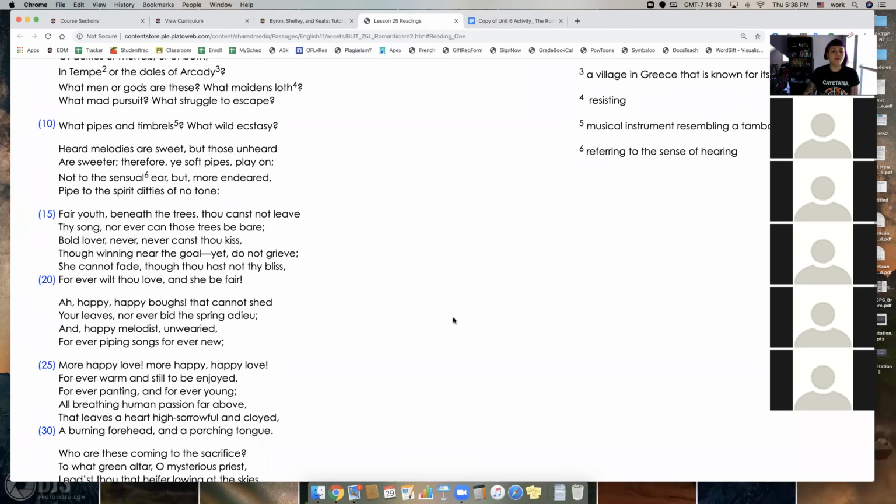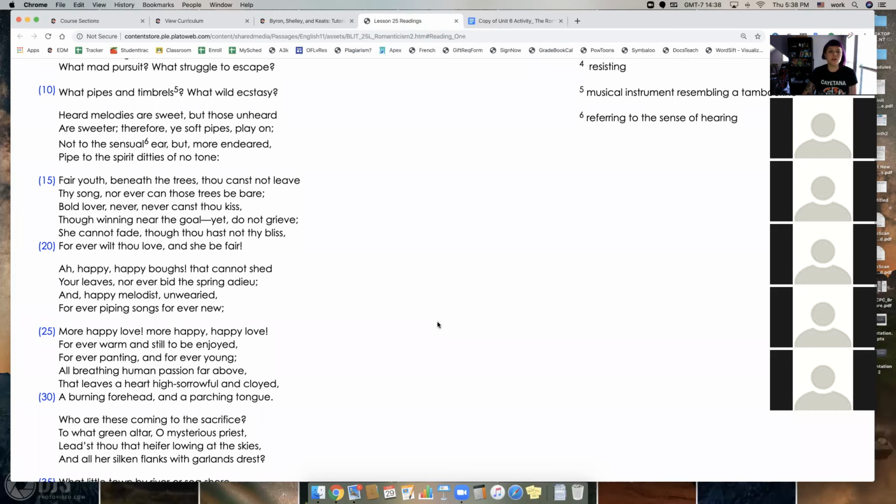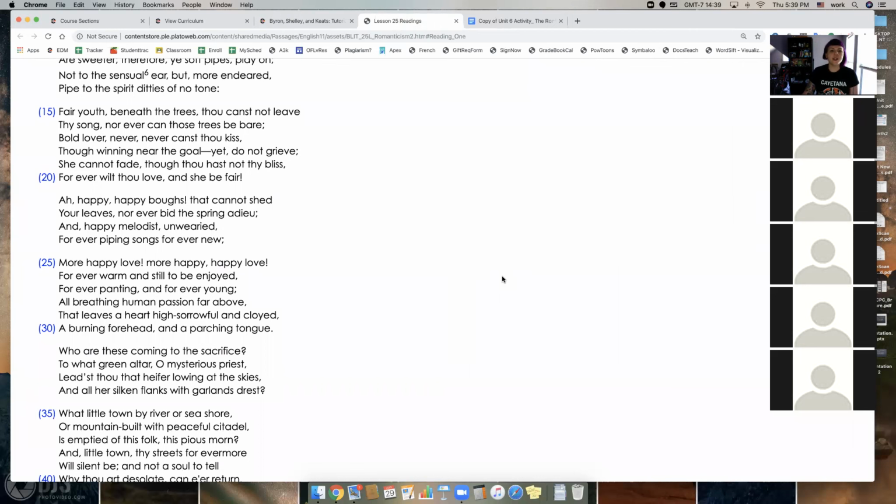What pipes and timbrels, what wild ecstasy? Heard melodies are sweet, but those unheard are sweeter. Therefore, ye soft pipes, play on, not to the sensual ear, but, more endeared, pipe to the spirit ditties of no tone. Fair youth beneath the trees, thou canst not leave thy song, nor ever can those trees be bare.